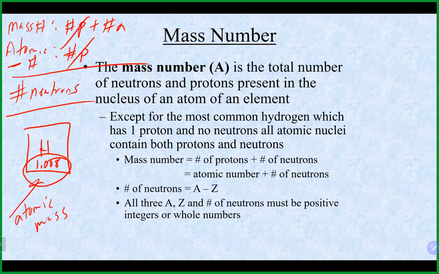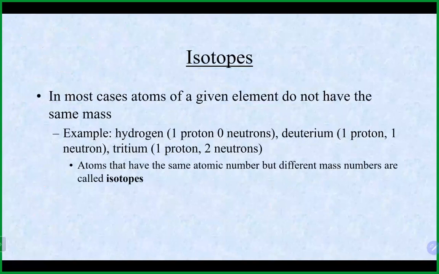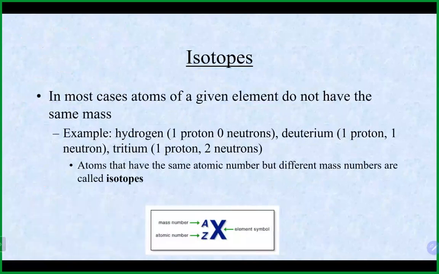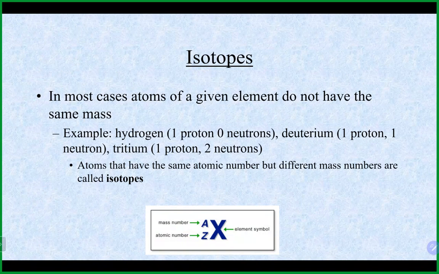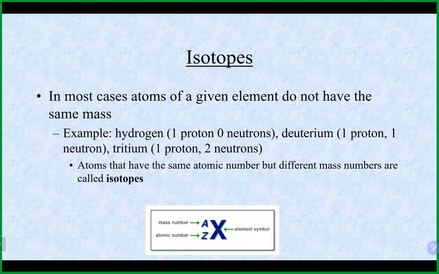Now, isotopes. Isotopes, as I mentioned a second ago, are really the same element, but they do have different masses. Because they have to be the same element, they all have the same atomic number. They all have the same number of protons, because again, if you change the protons, you change the element. What gives them different masses is they have different numbers of neutrons.